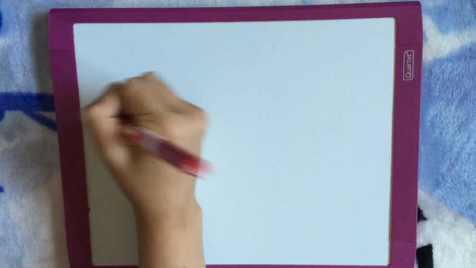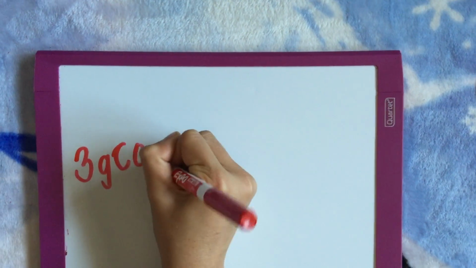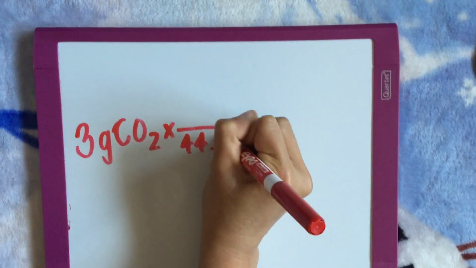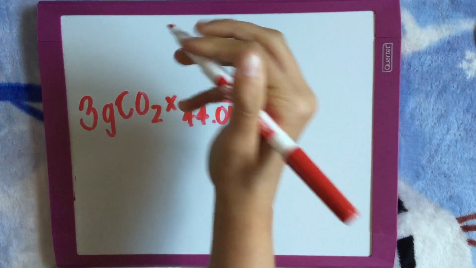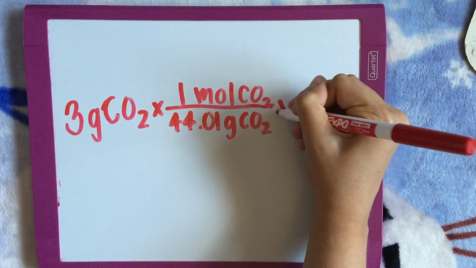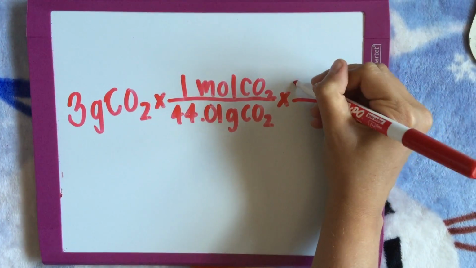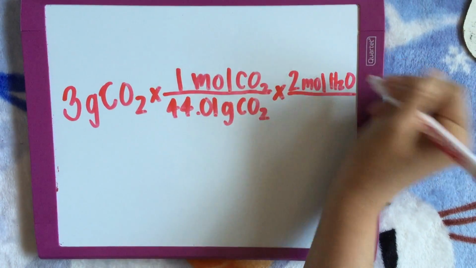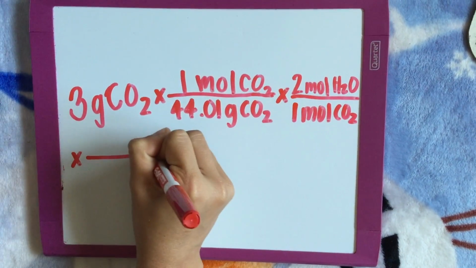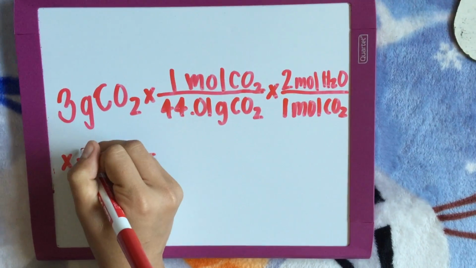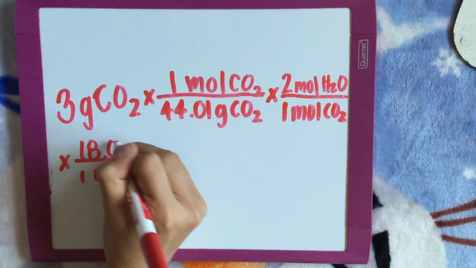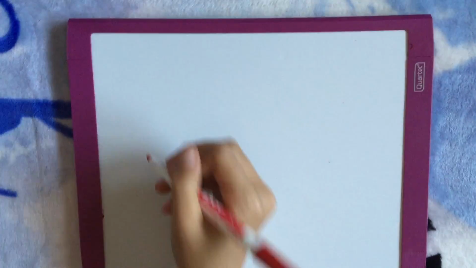So, for this problem, you would start out just as we did in example 1 by multiplying 3 grams of carbon dioxide by 1 mole of carbon dioxide over 44.01 grams of carbon dioxide. Then multiply that by the molar ratio of 2 over 1, and then multiply that by the grams, or the molar mass, of H2O to get a final mass of 2.457 grams of H2O.